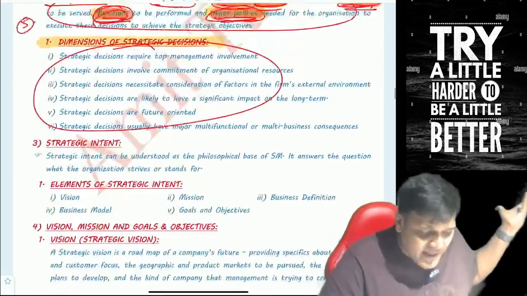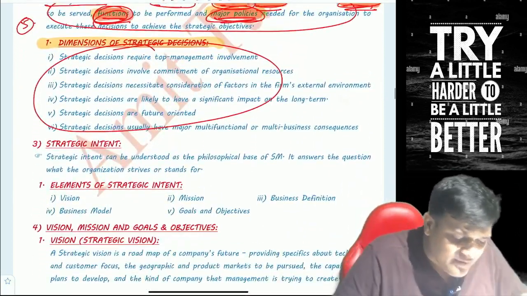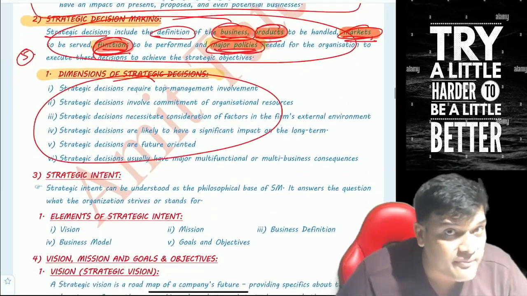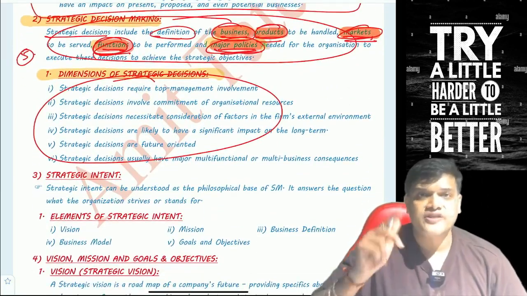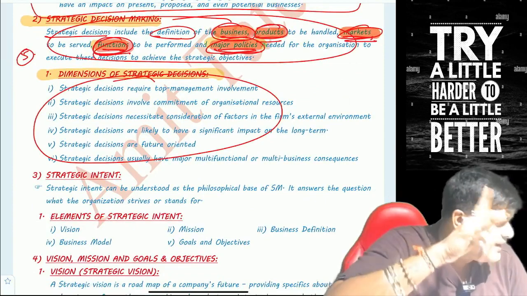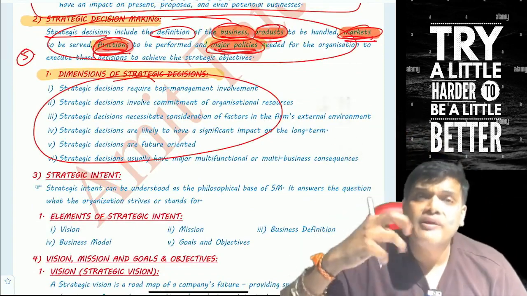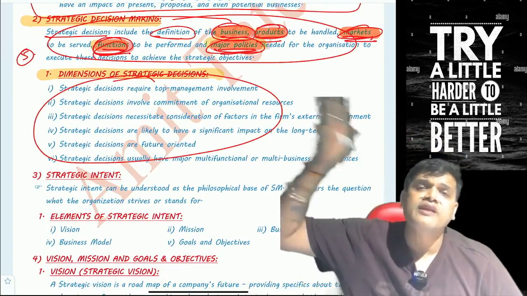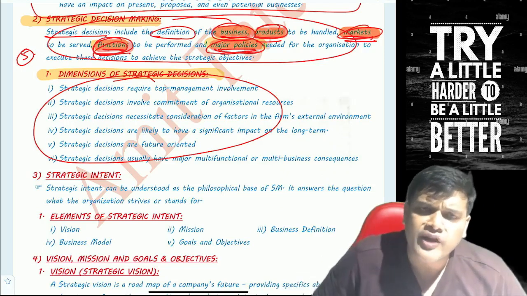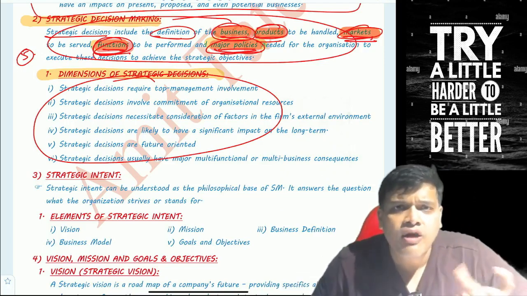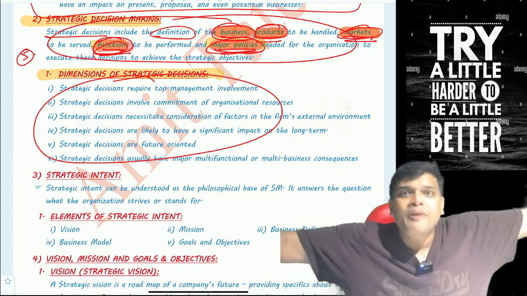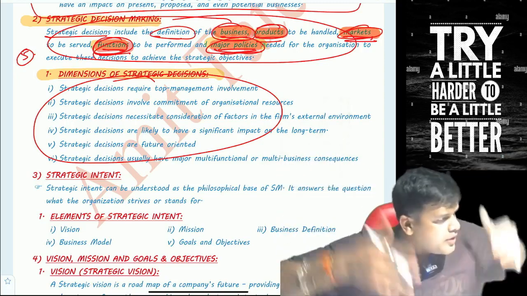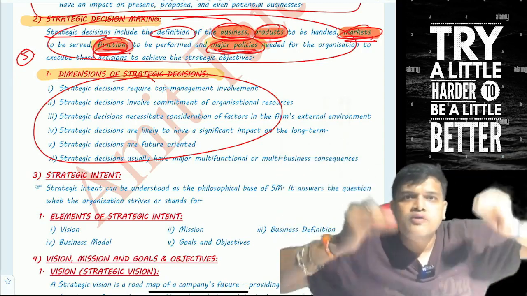Dimensions of strategic decision making. Understand, when I say function, for example, the accounts head is a functional level manager. Everybody agree? Will he take a decision for accounts or for production? Accounts, right? He will not take a decision about the other one. So he is not involved in decision making about those points.